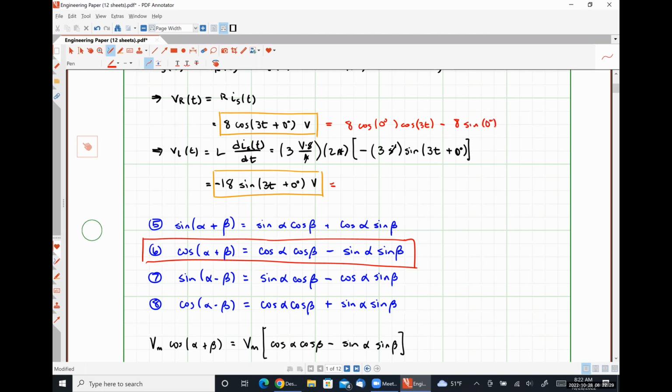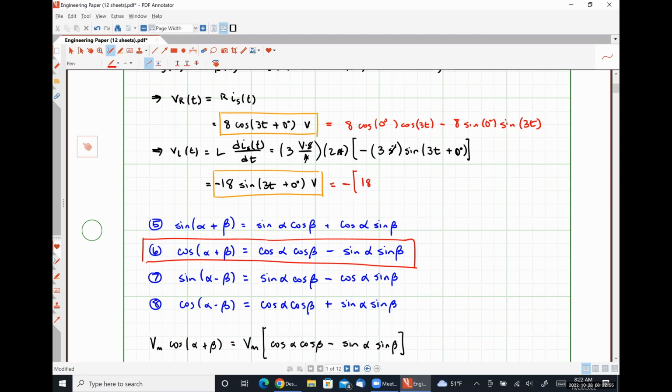sine alpha sine beta. That's just a more formal description from applying trig identity number 6. Since the sine of 0 degrees is 0, it's the same thing. Over here, I'm going to have negative. So I have 18 sine 3t plus 0. So I'm going to use trig identity number 5.